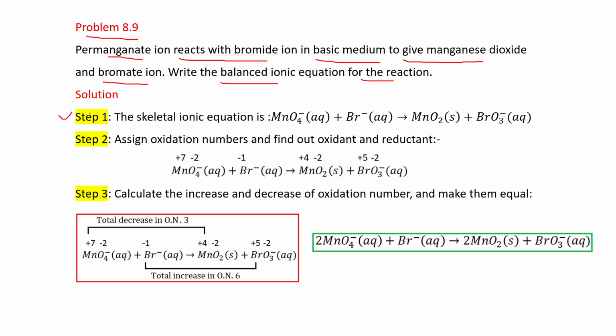Step 1. First we write the skeletal ionic equation. This is permanganate ion, it is MnO4 minus. Bromide ion, this is Br minus. Gives manganese dioxide, MnO2, and bromate, the formula of bromate is BrO3 minus. Clear?